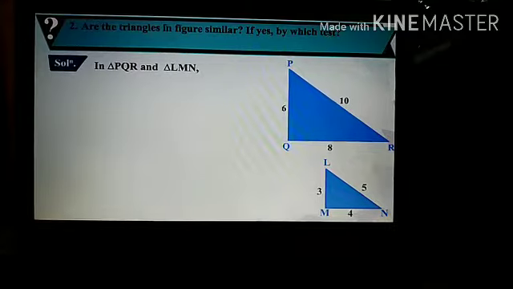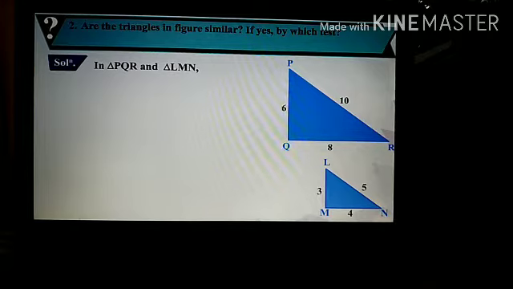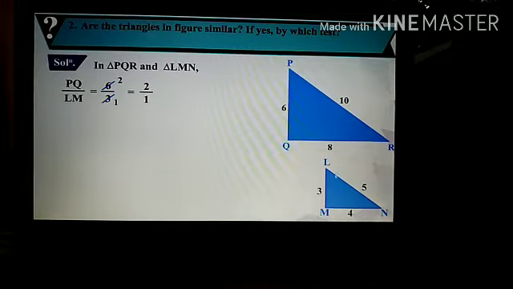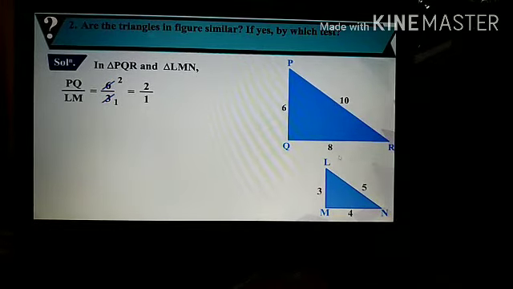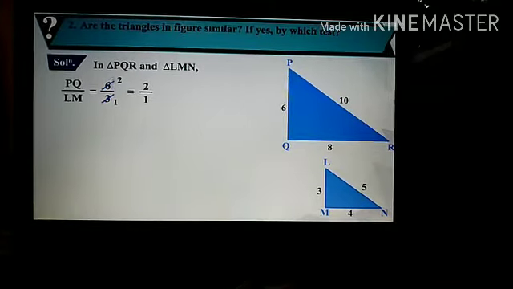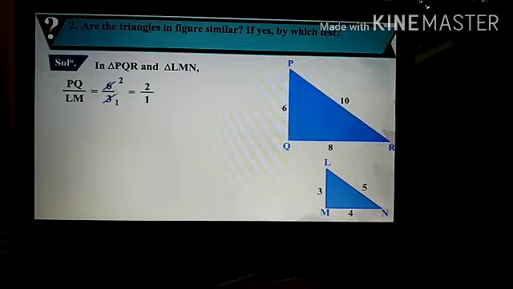First thing is, before starting with the sum, we have to draw the figures on the right hand side of your notebook page. Now let us consider triangle PQR and triangle LMN. Let us take the ratio of the first side, that is PQ upon LM. PQ is 6, LM is 3. Both the numbers are divisible by 3, so 6 divided by 3, the answer is 2, and 3 divided by 3, the answer is 1. So the ratio is 2 upon 1.